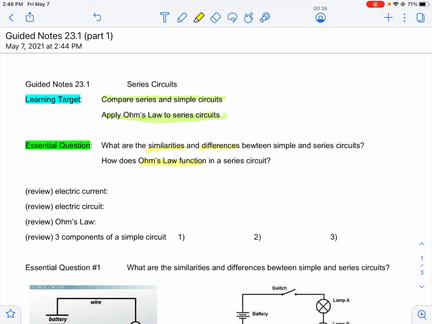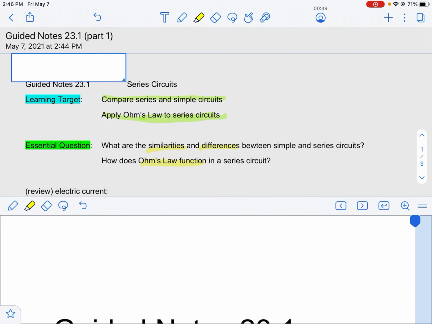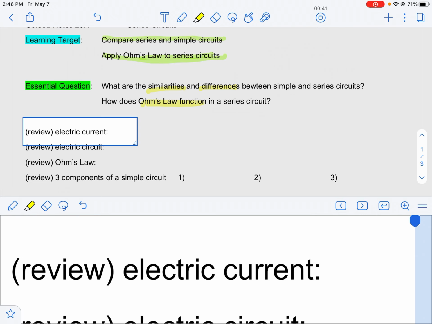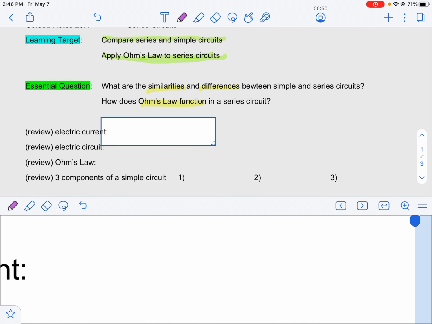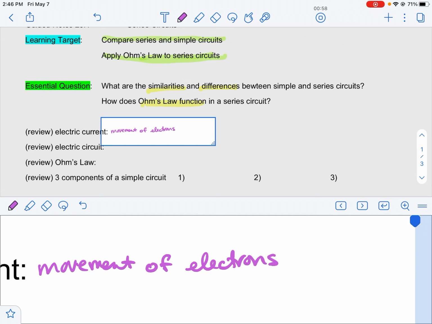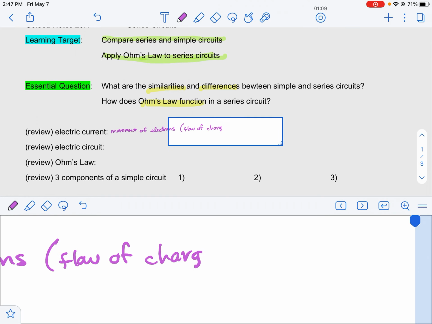So as always, let's start with a little bit of review just to get our brains engaged. So, what is electric current? Can you answer this one without me? Good for you. Current is the movement of electrons in a path, right? Sometimes we talk about it as the flow of charged particles. And we know that those charged particles are electrons.